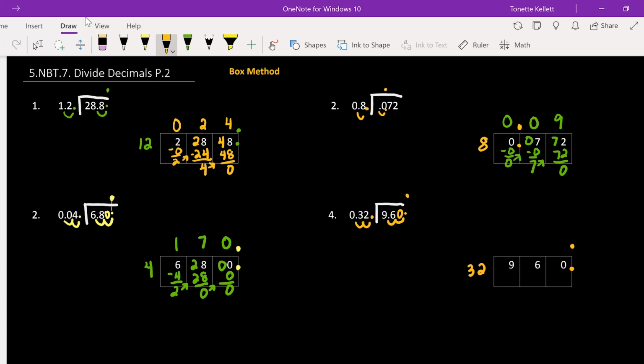32 cannot go into 9, so put a 0 above the 9. Subtract 0 is 9. Draw an arrow to the number next to it and add your 9. 32 goes into 96 3 times. 3 times 32 is 96. That worked out nicely. Remainder is 0. And 32 goes into 0 0 times.